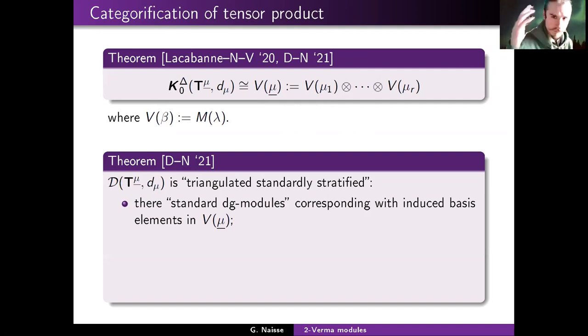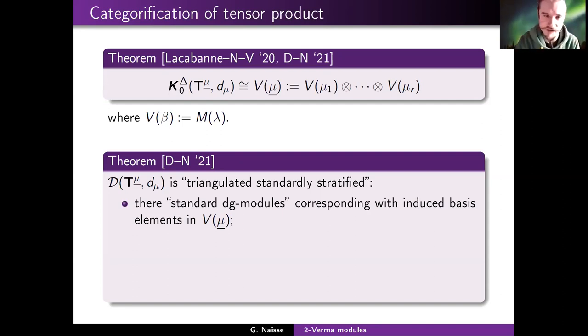So you have all these interesting structures that tell you about the different bases that you are categorifying and so forth, and also how to include the categorification of the factor into the tensor product using the standardization functors. Now in this case, you don't have a standard stratification anymore, but you have it in a derived sense. So it is what I would call triangulated standardly stratified. And so basically what you can do is you look at your projective DG modules and you can construct some standard modules out of them by considering some iterated mapping cone construction.